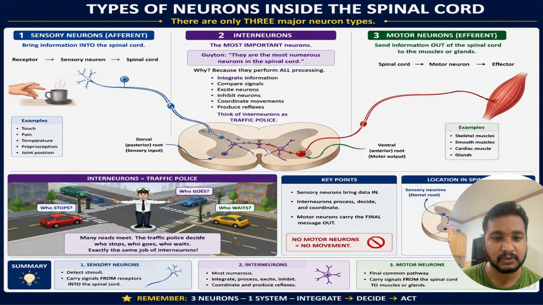Finally, we have the motor neurons, also called efferent neurons. These neurons carry the final command out of the spinal cord through the ventral or anterior root to the muscles, producing movement. So remember this simple sequence. Sensory neurons bring information in, interneurons integrate and decide, and motor neurons carry the final command to the muscles. No sensory input, no information. No interneurons, no decision. No motor neurons, no movement. This is the basic organization of every spinal reflex and every voluntary movement.